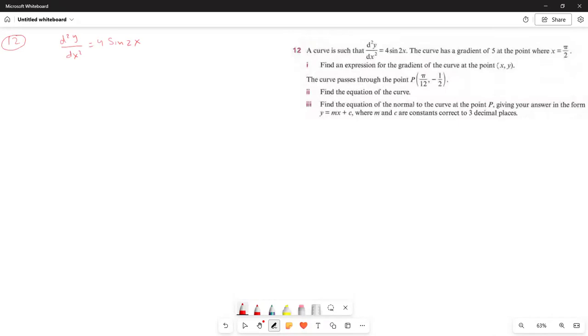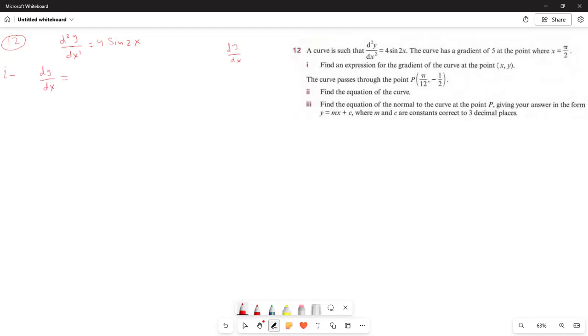So the first part is that we need to find the gradient. Gradient is the first derivative. Remember, gradient is dy by dx, the first derivative. So we are given the second derivative, so in order to find the first derivative, we need to integrate it. So dy by dx, the first derivative, which is gradient, is going to be the integral of this part.